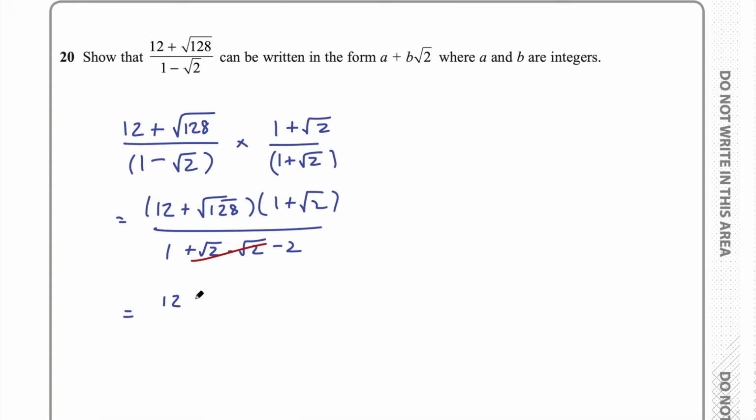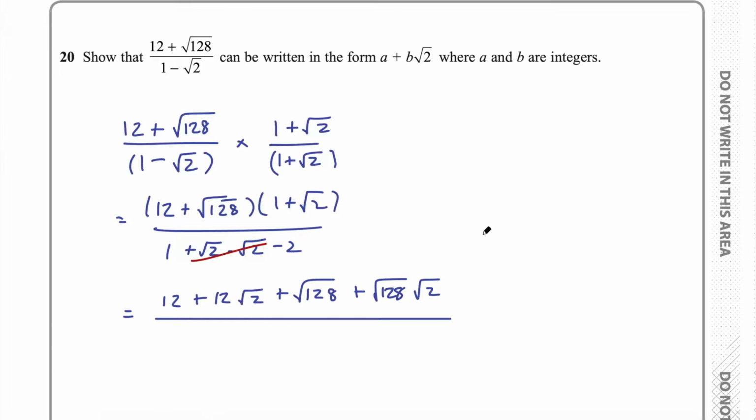12 times root 2, which is plus 12 root 2, plus root 128, and then root 128 times root 2, which I might just leave as is. You could also write that as the square root of 256, but I don't think that's going to be useful because what we need to end up with is a root 2. So simplifying that now I don't think is going to help in any way.